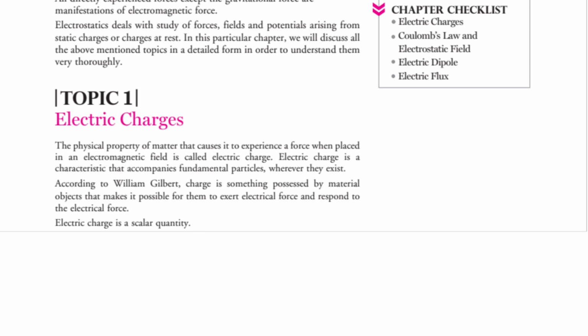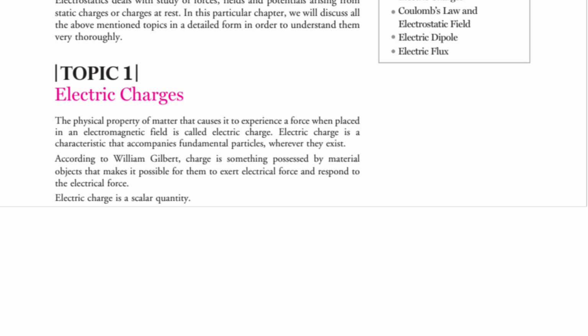According to William Gilbert, charge is something possessed by material objects that makes it possible for them to exert electric force and respond to electrical force. Whatever material object we have, the charges depend on it. That makes it possible for them to exert electrical force, and that electrical force will respond to that particular material object. It is basically a scalar quantity.